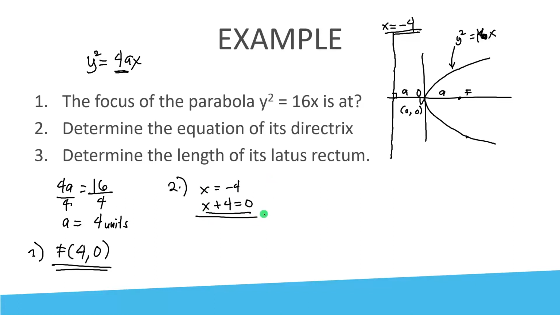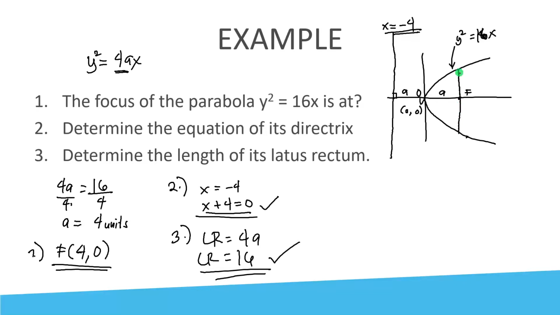Number 3, determine the length of the latus rectum. The latus rectum is just equal to 4a, and in this equation 4a is 16. That's the length. The latus rectum is 16. If we draw that here, it's a line perpendicular to the axis through the focus, and its ends are on the parabola. So this is your latus rectum, 16 units in length.